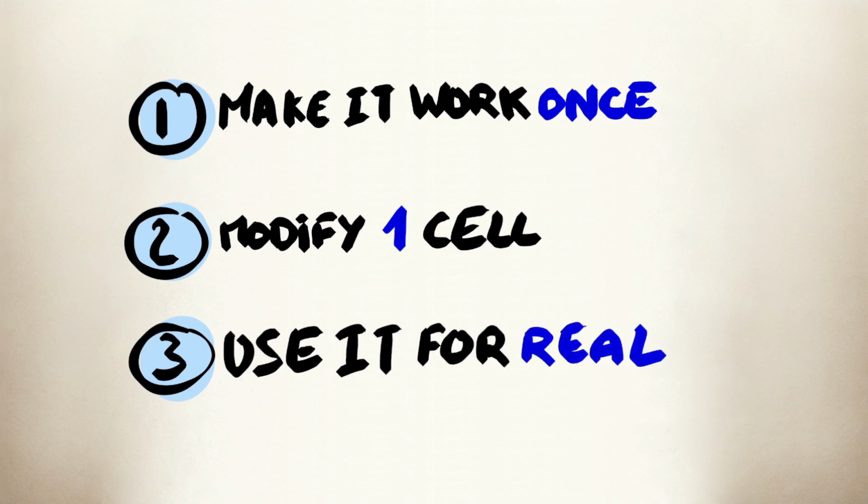And step 3 is use it for real. Once you can change one cell, you can change all of them. That means you can process an entire Excel file now. I'll leave you with a few ideas to get you started. You could generate reports automatically, format Excel files in one click, automate repetitive data entry, fill PDFs from Excel data, save hours on repetitive administrative tasks.